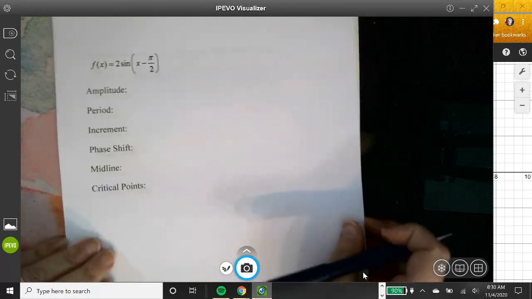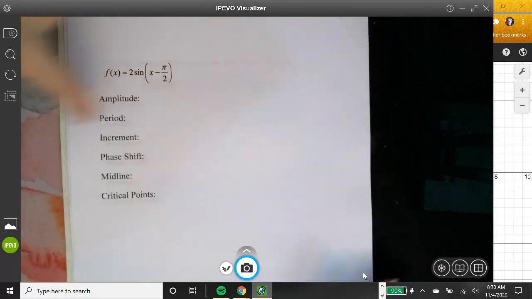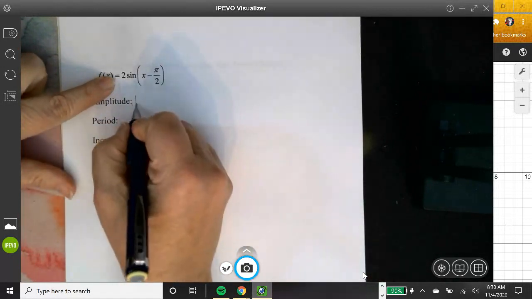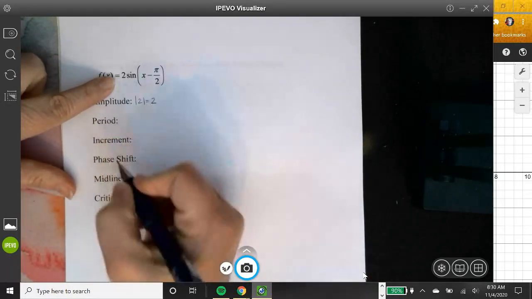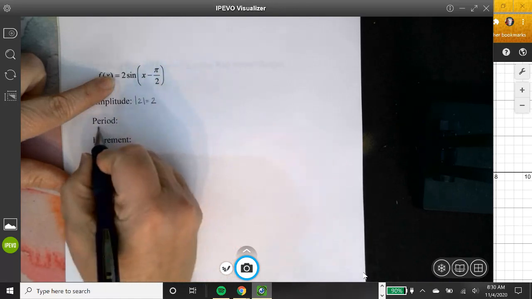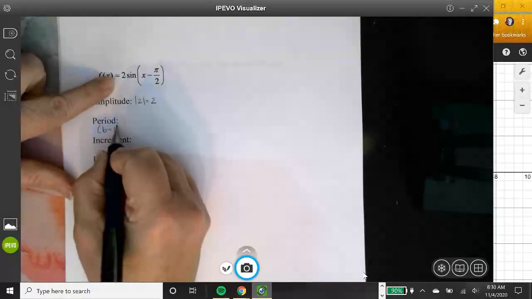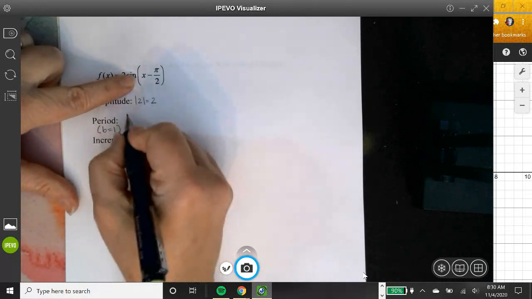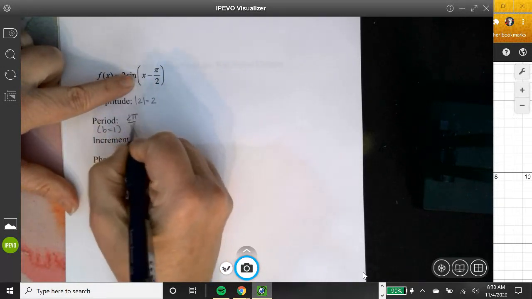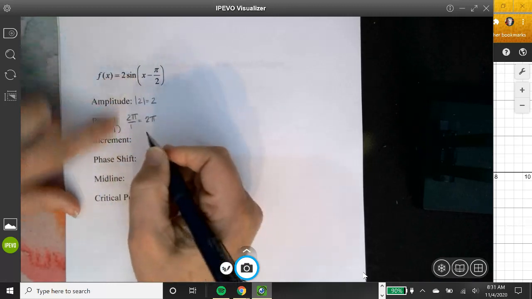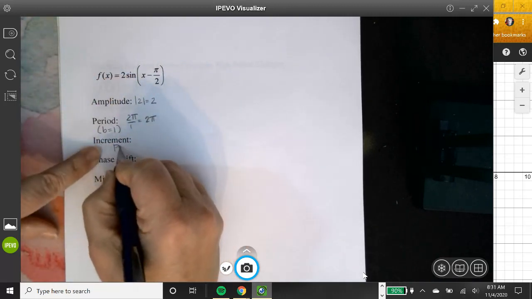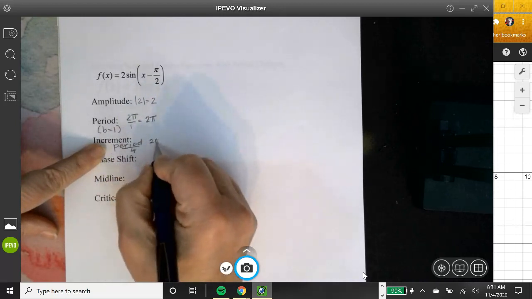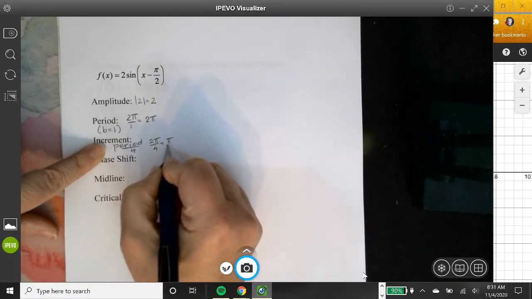This is sine. Okay, let's look at the equation. Well, A is 2, so the amplitude is the absolute value of 2, which is 2. The period factor in this case, B, is 1. Remember, the period factor is the coefficient of the x. Okay, so the period is 2 pi over B, and that's just 2 pi. The increment here is the period over 4, which is going to be 2 pi over 4, which is pi over 2.